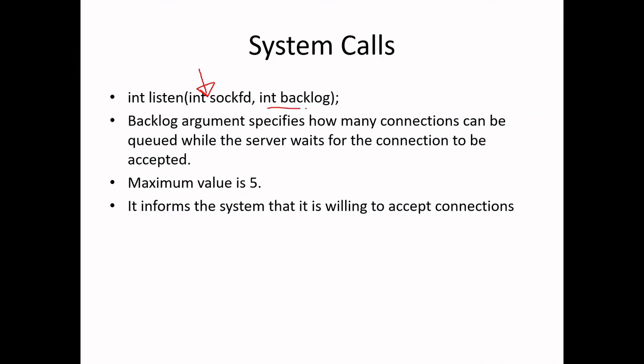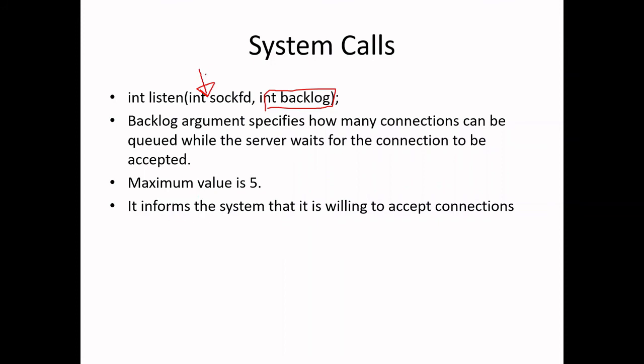And this backlog parameter is because you can have multiple requests coming in. When you have a server, multiple clients might make a request. So this backlog argument specifies how many connections can be queued while the server waits for the connection to be accepted. When multiple connections come, the OS can actually take the requests and keep them in a queue. So what is the maximum value of that backlog?